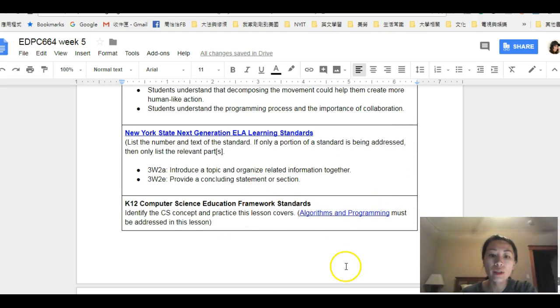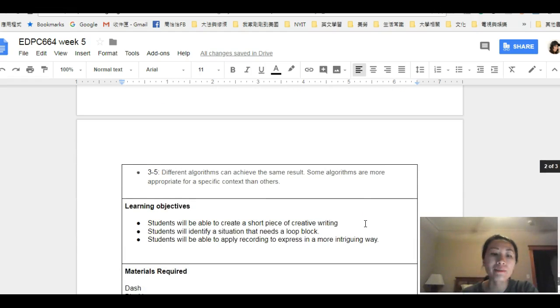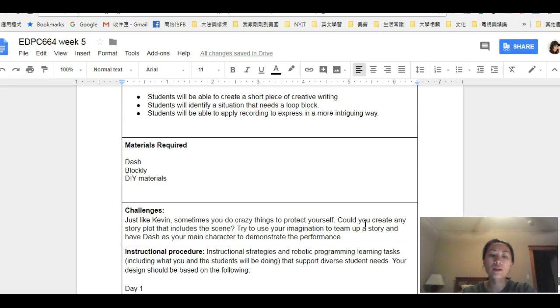Here I also list some standards in terms of ELA, science education, and computer science education. In this lesson, I hope my students can meet the objectives. For example, they can create a very short piece of creative writing, identify the situation that needs a loop block, and apply the recording to explain in a more intriguing way. There are not so many materials required here, just Dash, Blockly, and some DIY materials.